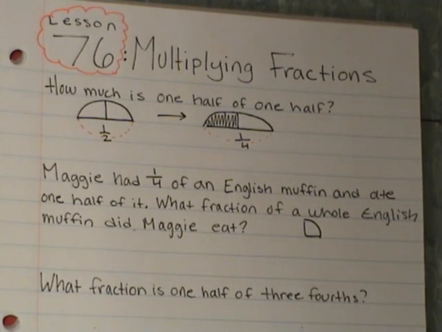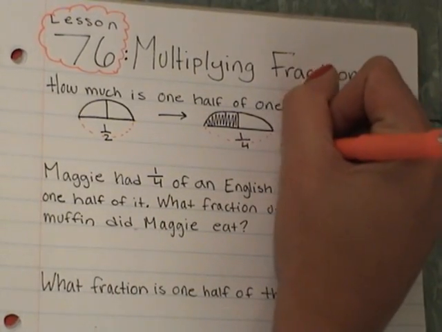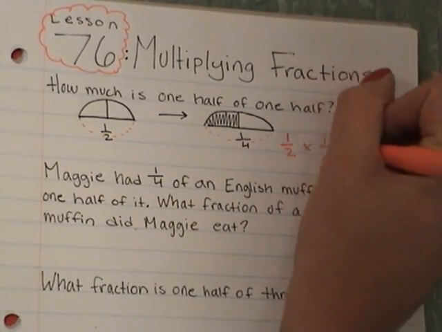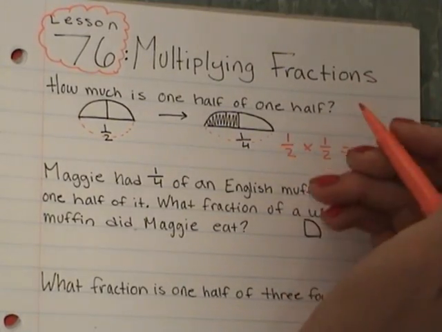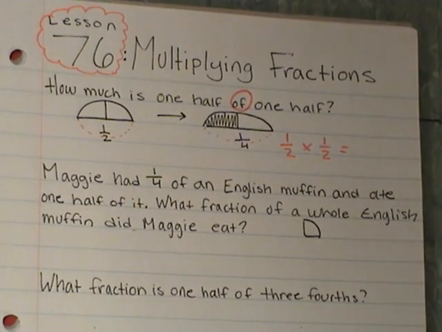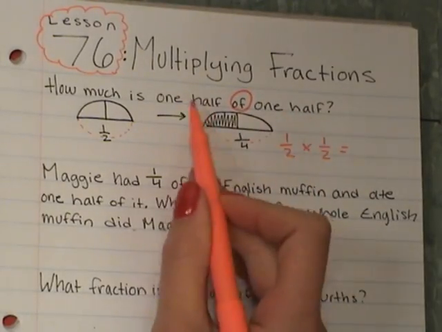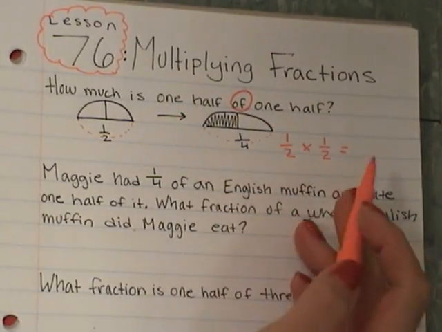But if we want to write the actual problem with numbers, it looks like this: 1/2 times 1/2. And if you've noticed, the word "of" means multiplication. When we're multiplying fractions, you will see the word "of" all the time. How much is 1/2 of 1/2? How much is 1/4 of 1/8? And that always is an indicator of multiplication. So this is what it looks like, 1/2 of 1/2, so 1/2 times 1/2.